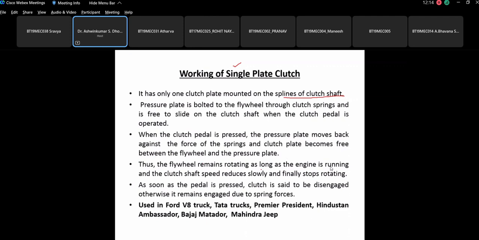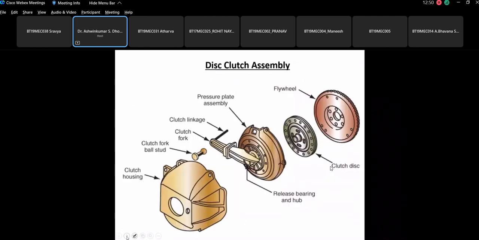Thus, the flywheel remains rotating as long as the engine is running, and the clutch shaft speed reduces slowly and finally stops rotating. As soon as the pedal is pressed, the clutch is said to be disengaged, otherwise it remains engaged. This is what I have explained to you. As per information, it is generally used in Ford V8 truck, Tata trucks, Premier, President, and all those things. But to me, if you ask, I will say that it is better to use a multi-plate clutch rather than a single plate clutch. So let us see the disc clutch assembly, how it is there.